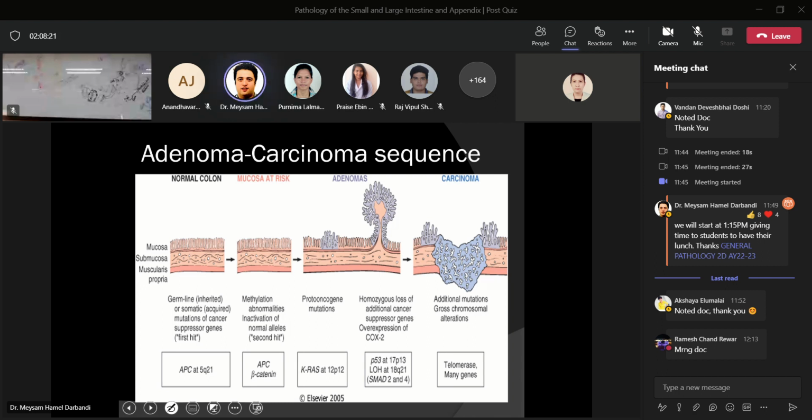So germline means inherited, somatic means acquired. It depends. I may have it inherited from my father: one copy of the gene is knocked out, and the other copy will eventually be knocked out also. Or it might be somatic, meaning acquired. I just get it. You will see that Dr. May's father doesn't have colorectal cancer, but he has. Okay, somatic. So what happened here? Methylation. What is methylation? Methylation abnormalities cause inactivation of the normal alleles. Meaning to say, APC becomes inactivated.